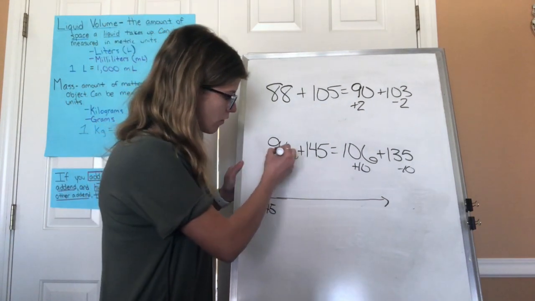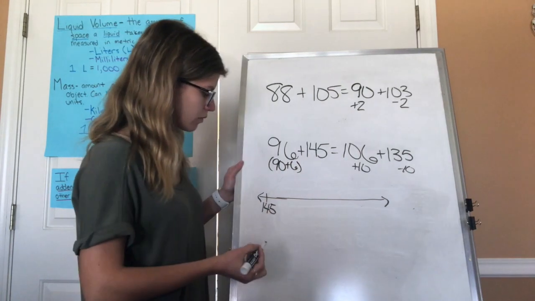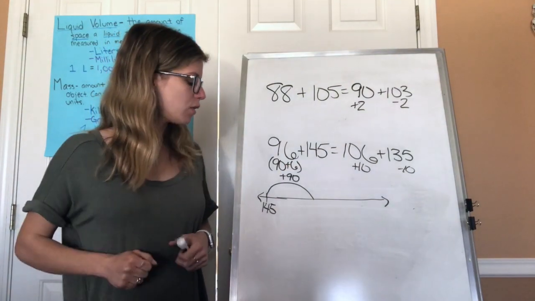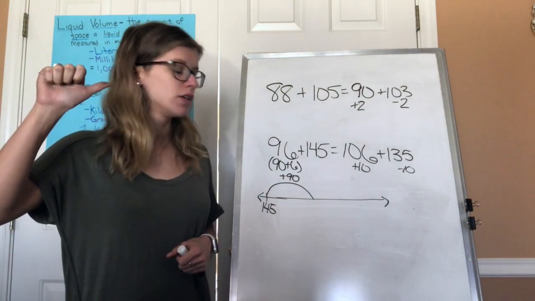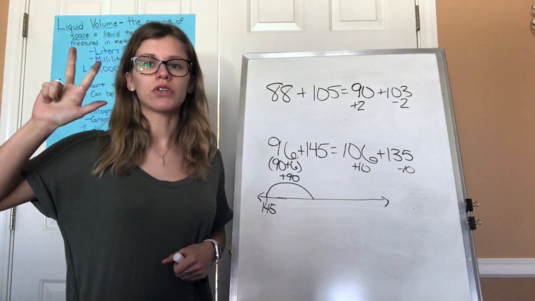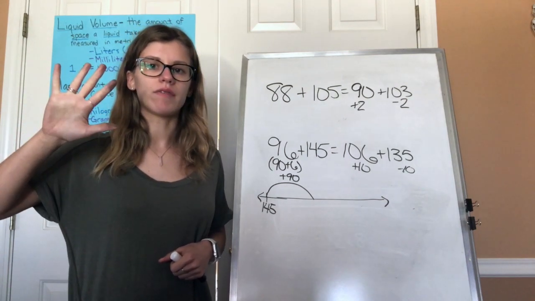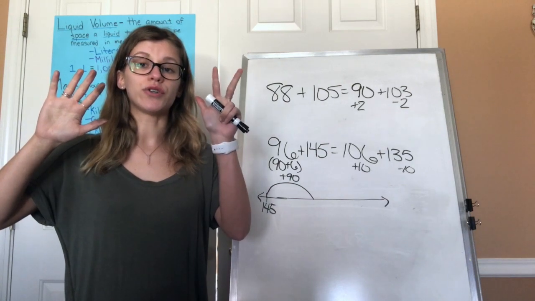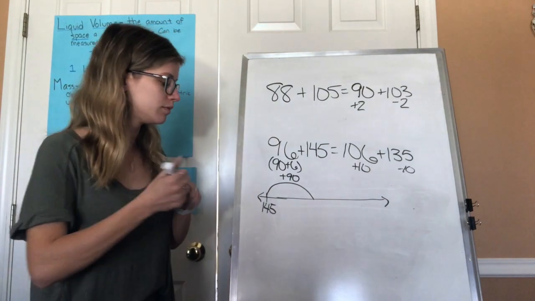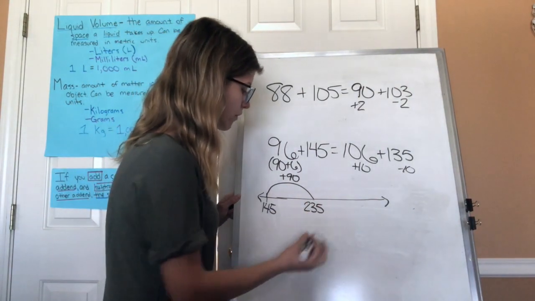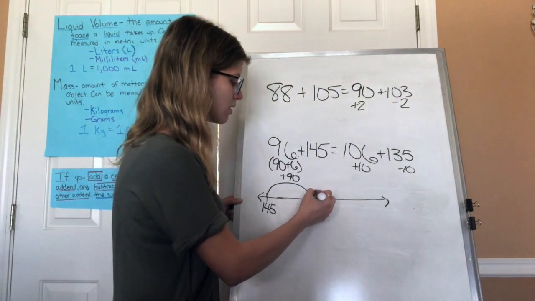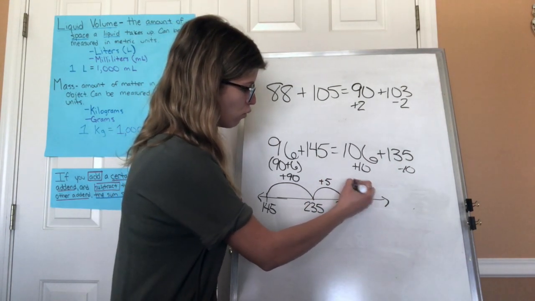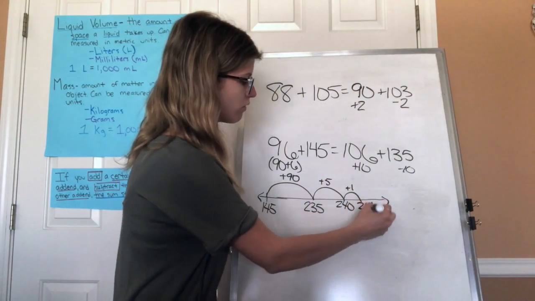So I'm adding first 90 and then 6. So 145 plus 90 would be 145 plus 10, so 155, 165, 175, 185, 195, 205, 215, 225, 235, and now I'm going to add 6. First I'm going to add 5 to get to 240, and then 1, because 5 plus 1 is 6, to get to 241.